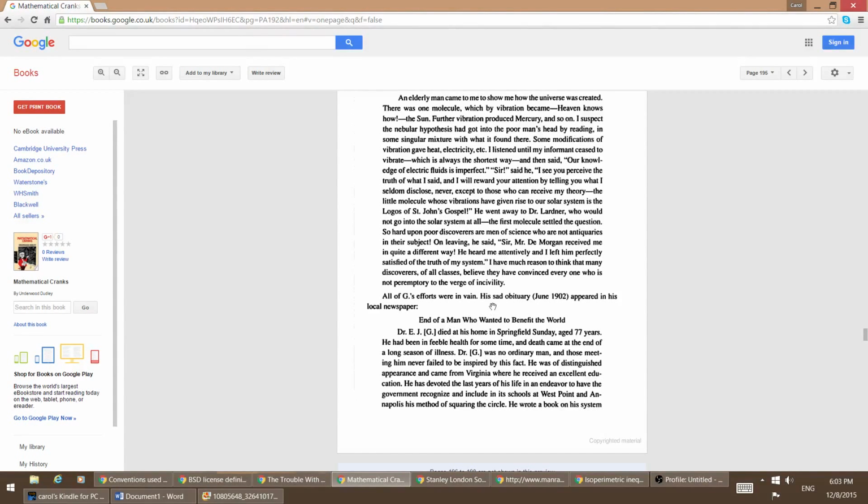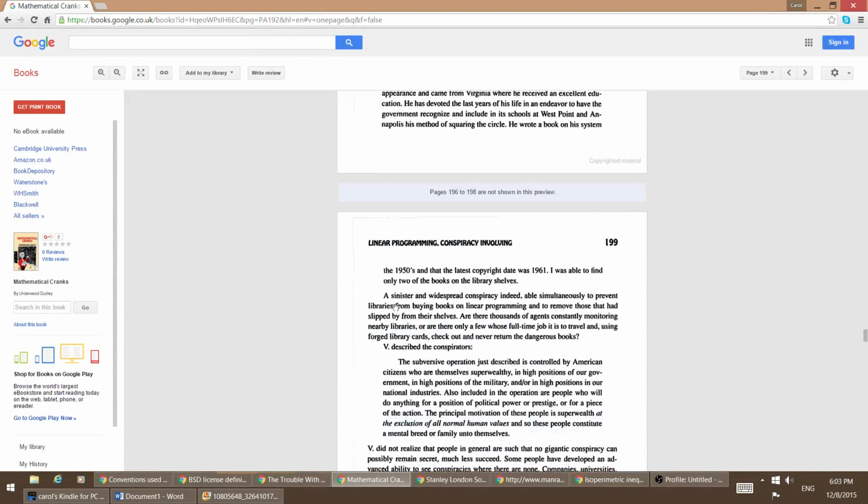In vain, he had his obituary said. He wrote a book on his system in the 50s, and the last copyright date was 61. I was able to find only 2 books on the library shelves. A sinister and widespread conspiracy indeed, able simultaneously to prevent libraries from buying books on linear programming and to remove those that had slipped by from their shelves. Are there thousands of agents constantly monitoring nearby libraries?